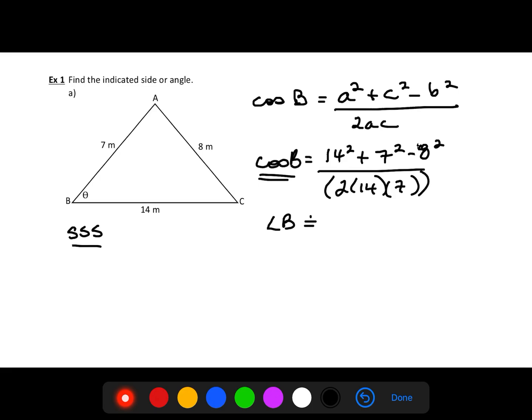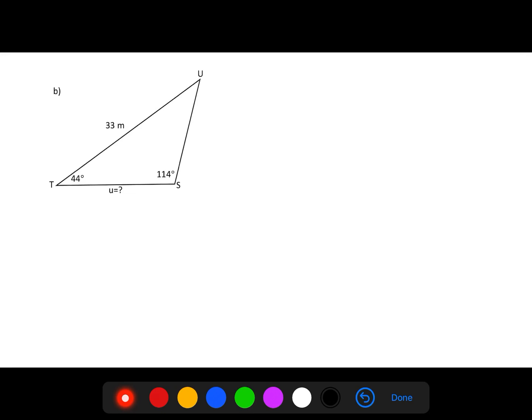And we would just put into our calculators 14 squared plus 7 squared minus 8 squared divided by, and make sure that we put the bottom in brackets. 2 times 14 times 7, end bracket, equals, gives us our decimal. And now we're going to press inverse cosine to get our angle. Rounding to the nearest degree, because our question doesn't tell us any different, we see that angle B is equal to 23 degrees. Part B, now we need to solve for side U.